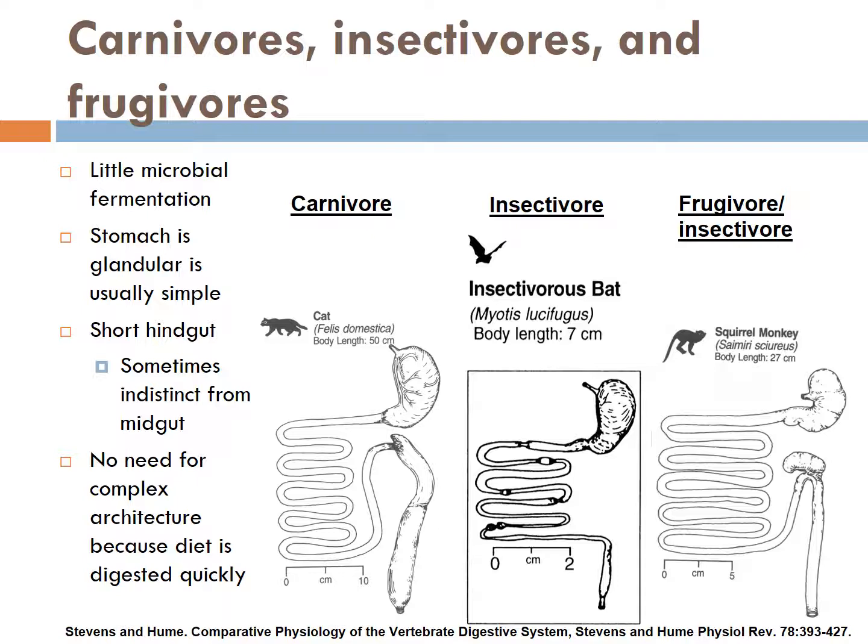All have a short hindgut, and this hindgut is often indistinct from the midgut. For example, in the bat, it's very hard to distinguish where the midgut ends and where the hindgut begins. For the cat, the hindgut is a bit enlarged, and for the squirrel monkey, there is a small cecum. There is no need for complex architecture in general because the diet is digested very quickly. For example, in some frugivorous bats, the diet is passed within 20 minutes of consumption.